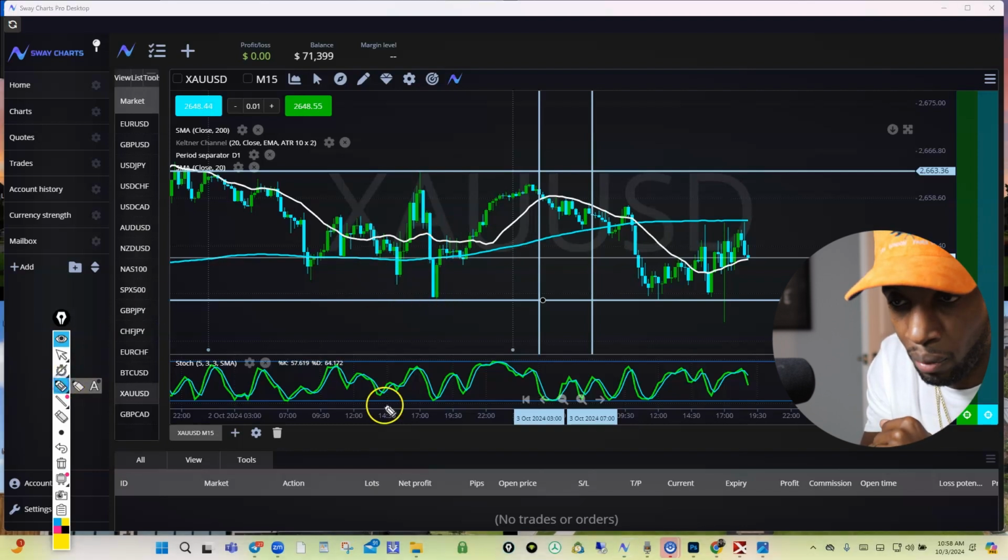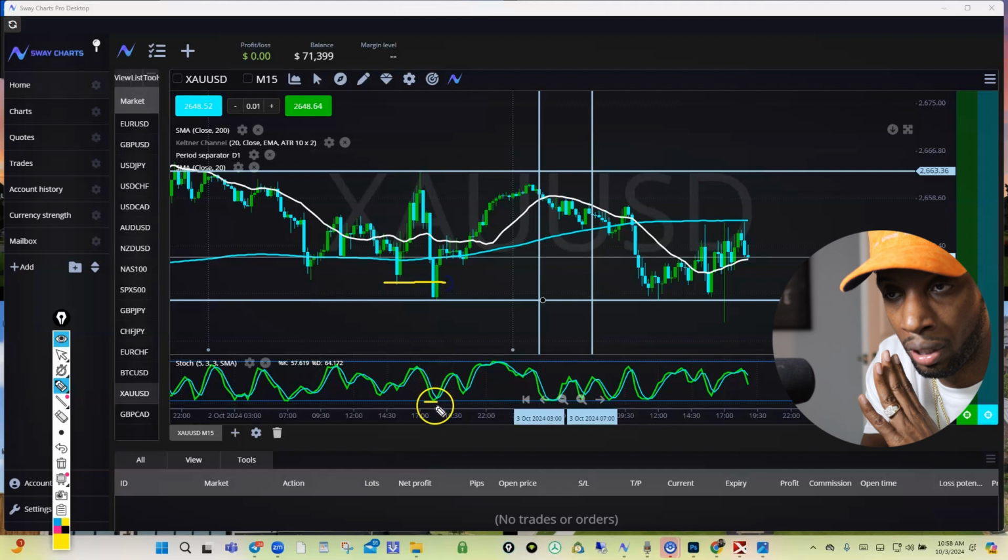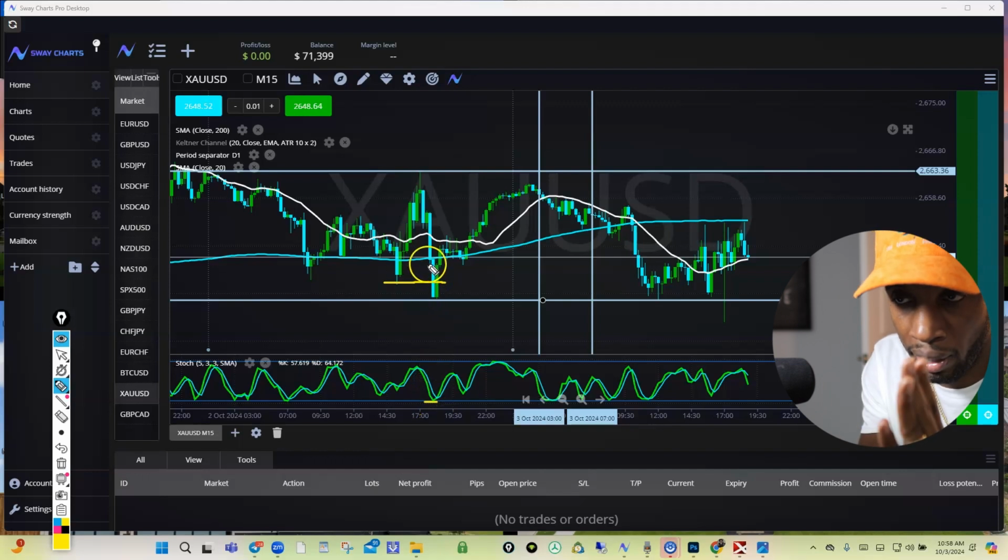Another thing to look at would be the stochastic, okay? So we broke past this low. Stochastic was low, letting me know that the buy is coming, because sometimes I told you they'll peak below just a little bit just to make a new low, and then they'll shoot it right back in the opposite direction, which is what happened here. So this would have been a good trade to get in.